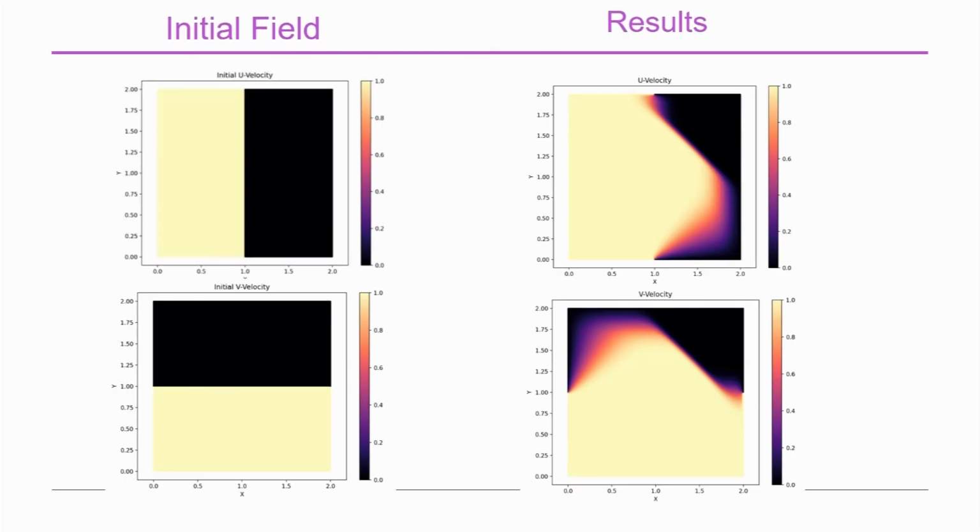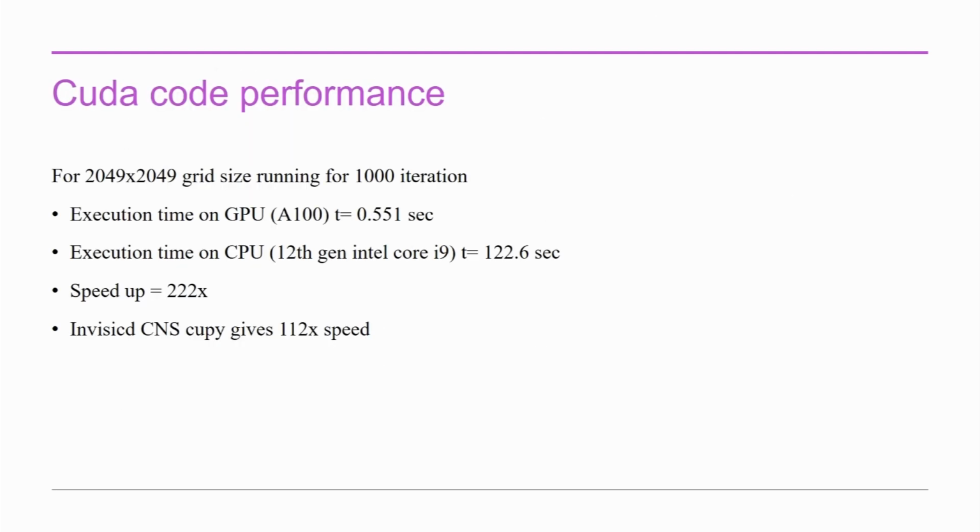We are giving a step function in the x direction for the u velocity, and a step function in the y direction for the v velocity. We can see that the u velocity is diffusing in the x direction and the periodic boundary condition is satisfied, and exactly the same thing is happening for the v velocity, which is diffusing in the y direction, and the boundary condition is satisfied as well. Now we will see the code performance on CUDA.